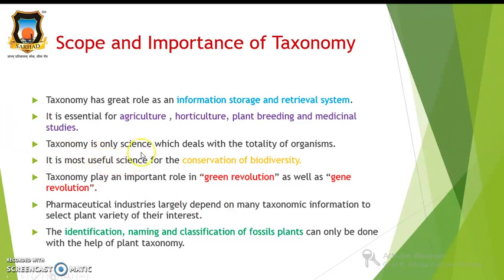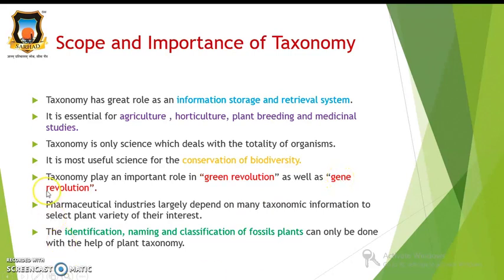Next, taxonomy is the only science which deals with the totality of organisms. It is the most useful science for conservation of biodiversity. Taxonomy plays an important role in the green revolution. The green revolution in Marathi is called Harit Kranti. Green revolution means a large increase in crop production in developing countries achieved by use of artificial fertilizers, pesticides, and high yield crop varieties.